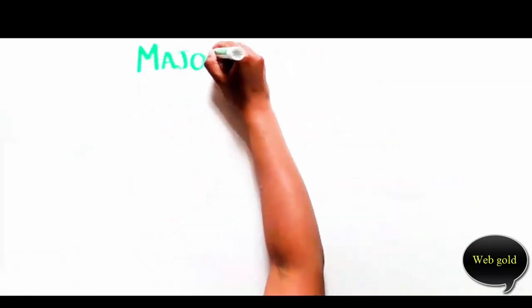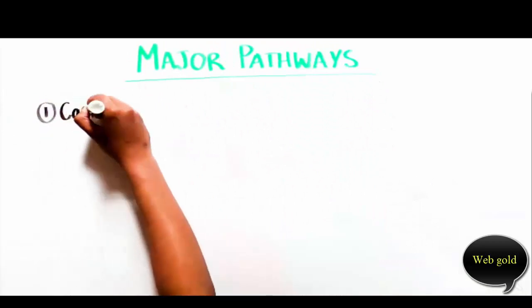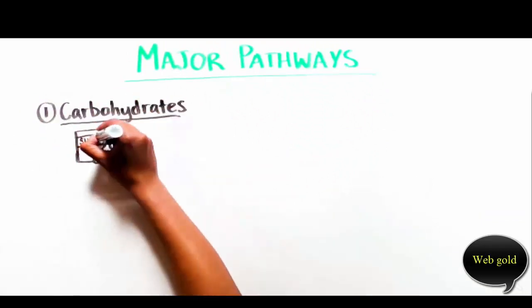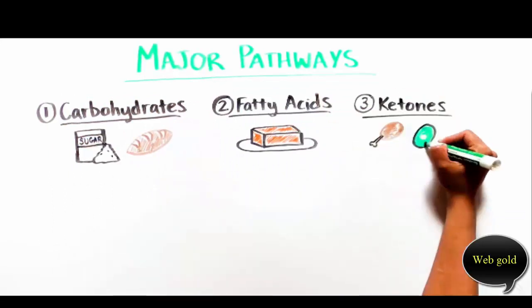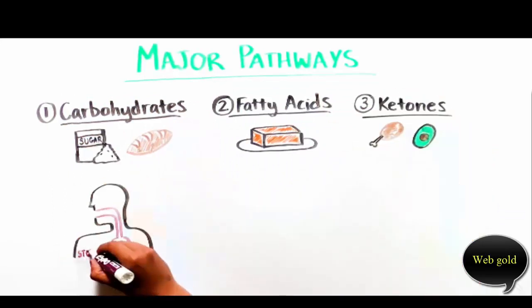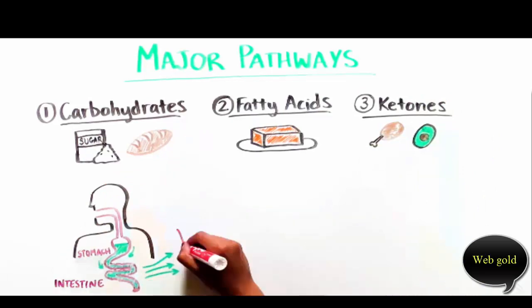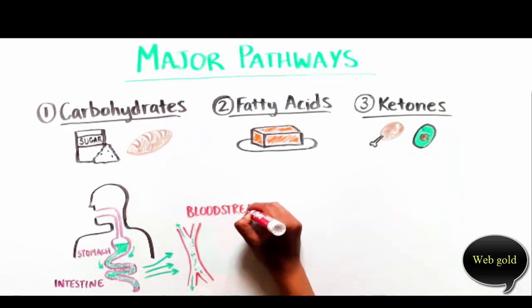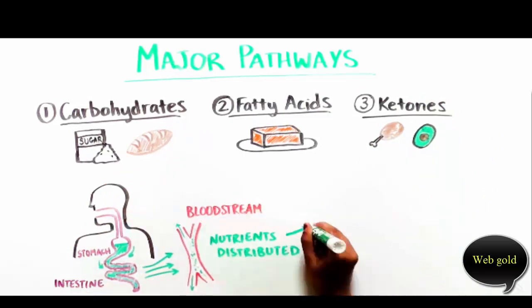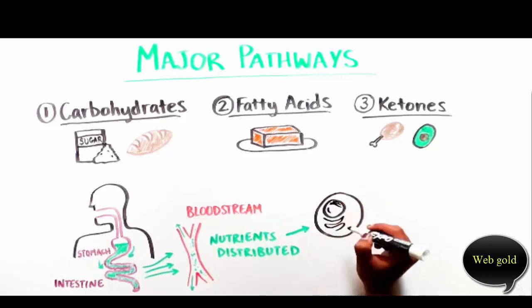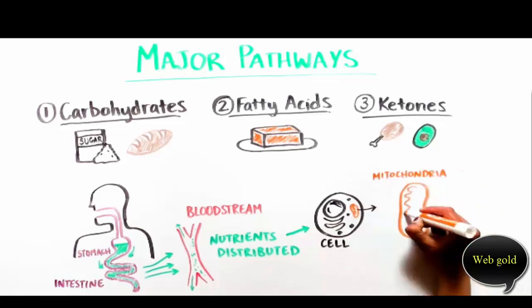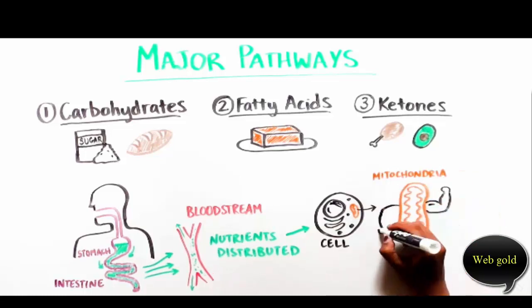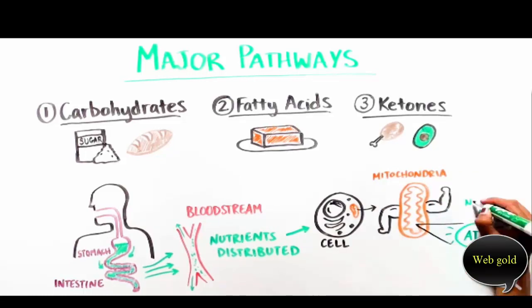The major metabolic pathways are those for carbohydrates, or sugars, fatty acids, or fats, and ketones. Once these foods have been digested in our stomach and intestines, the nutrients head on into our bloodstream and off to the cells that need them. Once inside the cell, the broken down products of nutrients are used to fuel production of ATP. This can happen both inside and outside the mitochondria, an organelle famous for being the powerhouse of the cell.